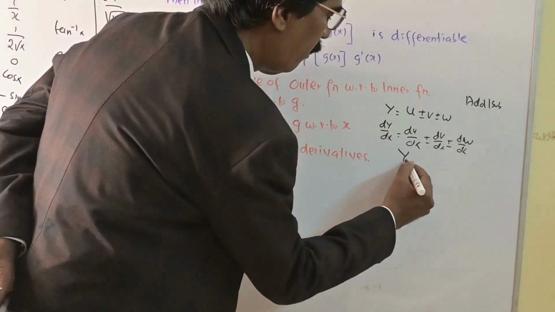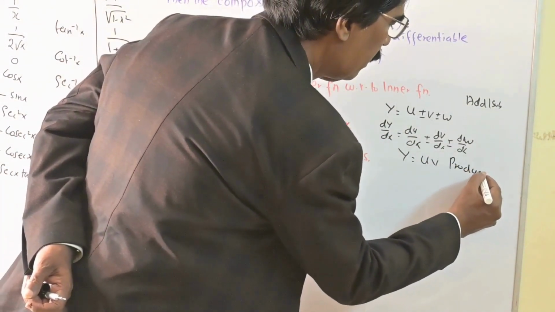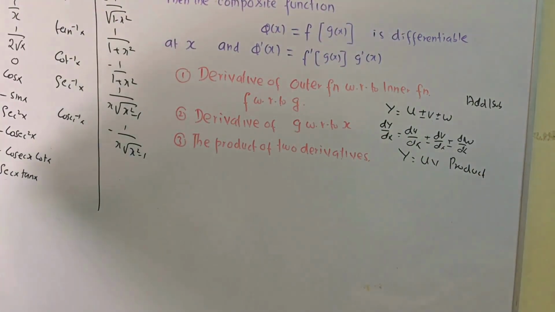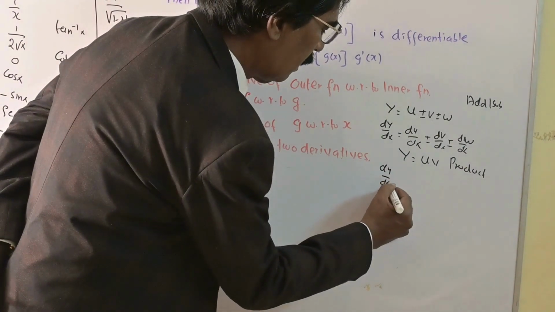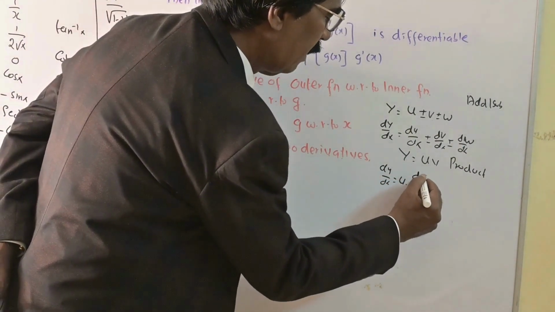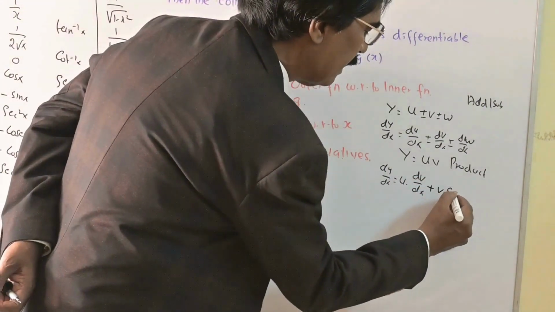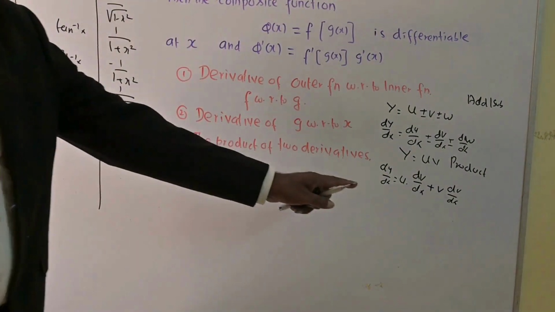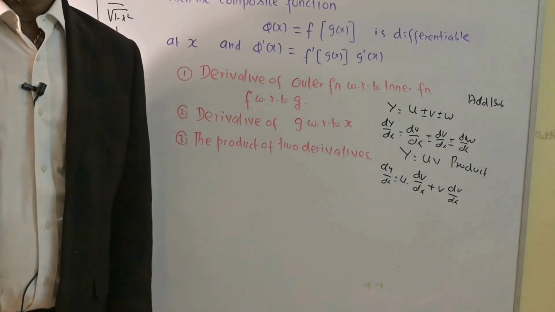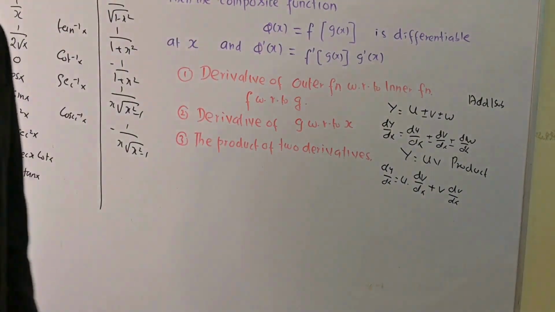Suppose in case when you have u into v, that is what? Product. u into v. The format is dy by dx equals u as it is, differentiate v, plus v as it is, differentiate u. Keeping the first function as it is, differentiate the second function. Then keeping the second function as it is, differentiate the first function.